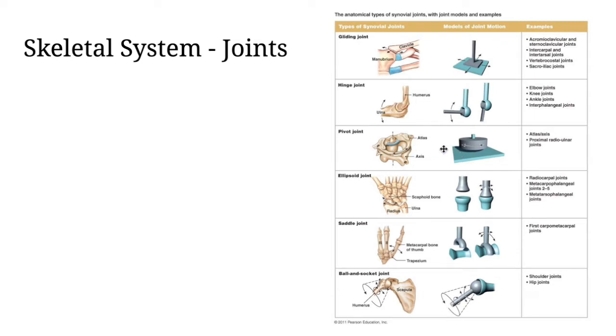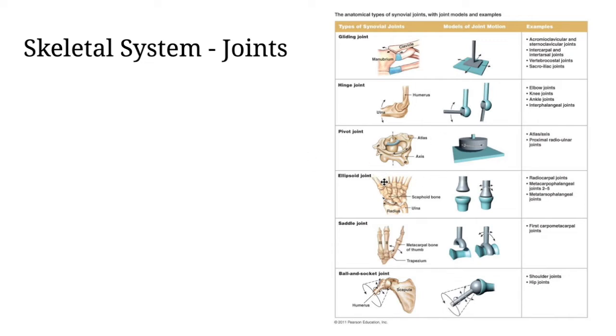Next, we have pivot joints. That's going to allow a rotating motion. We have that between our first two vertebrae, the atlas and axis. So if you right now turn your head left and then turn it right, and then back to the center, that is the pivot joint there that's allowing that motion to happen.